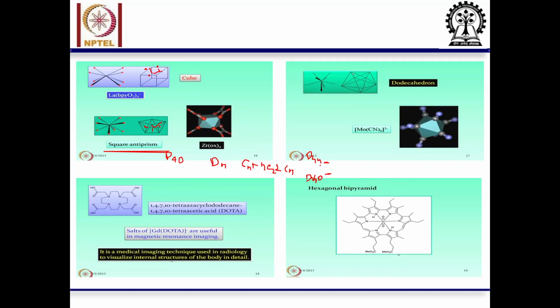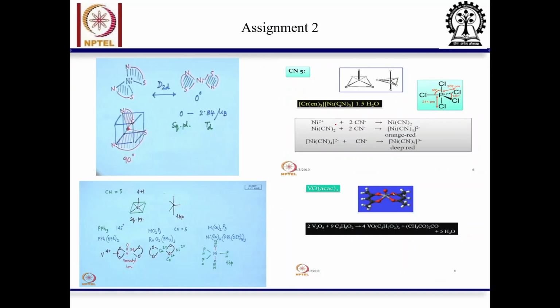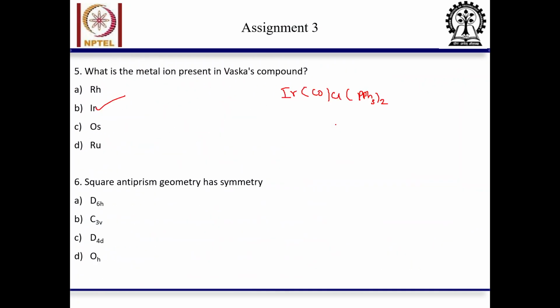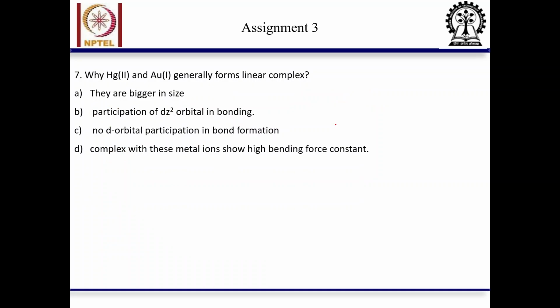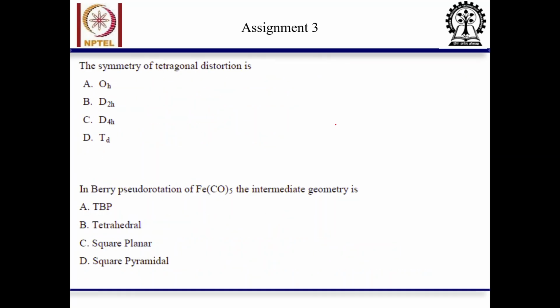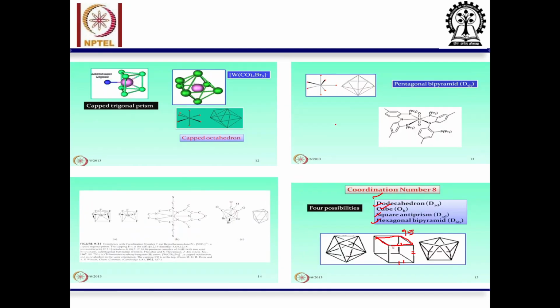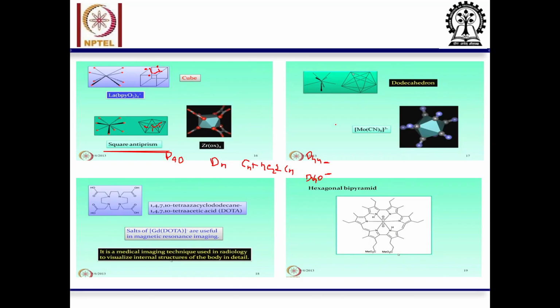Suppose you take platinum. I will take a different slide where we have some space. I will go to that question itself. If you join the next class, I can show you the 3D model. Okay, one more minute, I will try to visualize it for you.